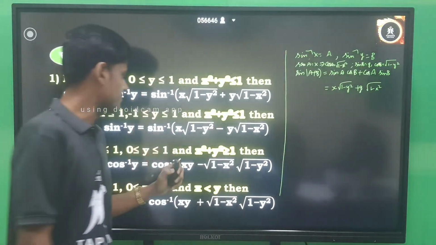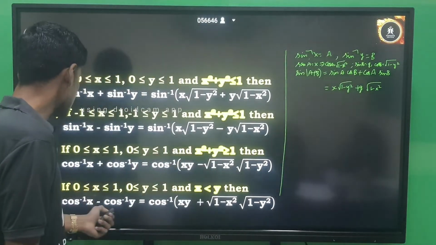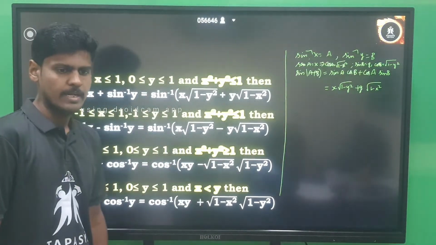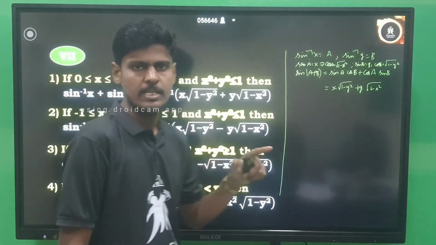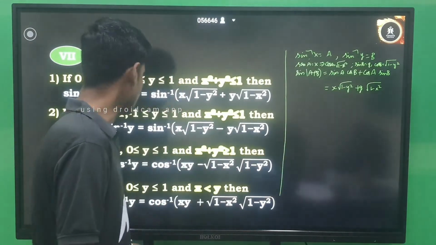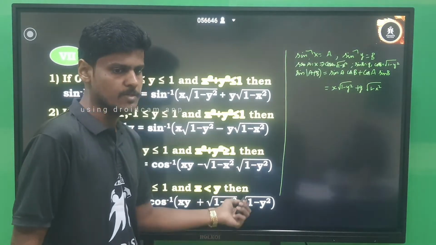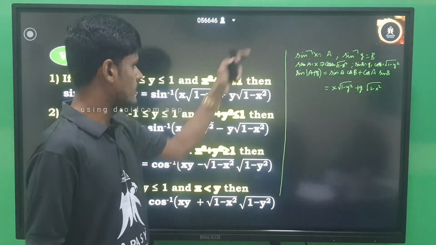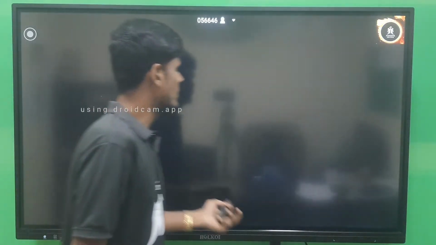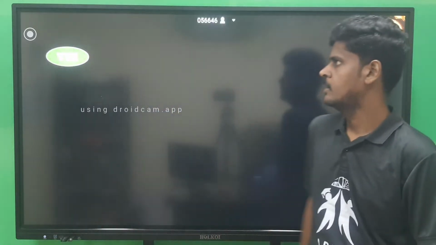Everything is same. Next, cos inverse x minus cos inverse y. Cos of a minus b is cos a cos b plus sin a sin b, that is x into y plus root 1 minus x square into root 1 minus y square. Okay, next one.